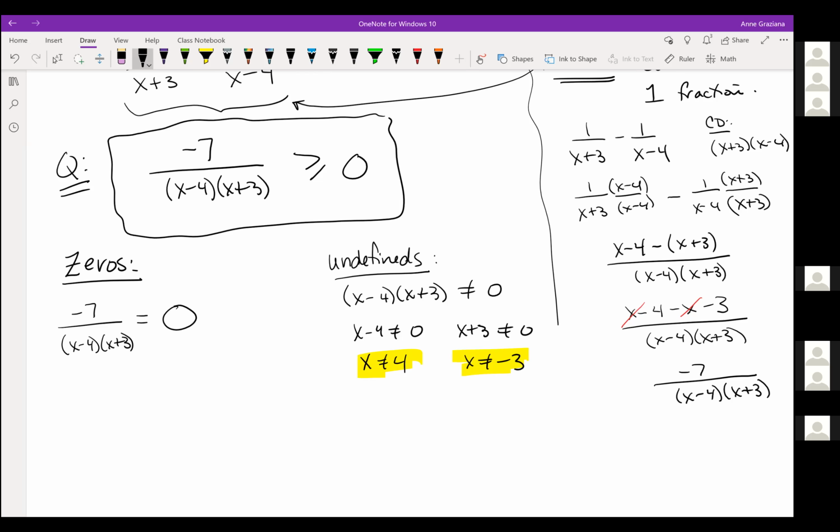Okay. So you see the difference? Undefines and bad numbers, I'm just looking at the places where they would be excluded. Zeros, I want to find where this function will be 0 overall. So if I multiply both sides by my denominator, I'm going to clear fractions. Okay, so clear fractions, which I can do because it's an equal sign. It's an equation, so this is okay.